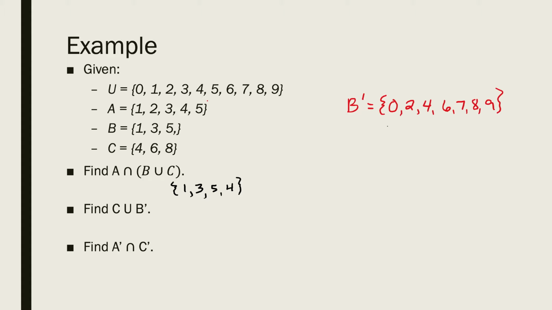Now the other part of the problem is referencing set C. So I'm going to write set C down as well. Set C has the elements 4, 6, and 8. So now we want to do a union between the two sets that we have written out. So I'm going to put these two sets together. I'm going to write down set C, and then I'm going to write down set B complement.